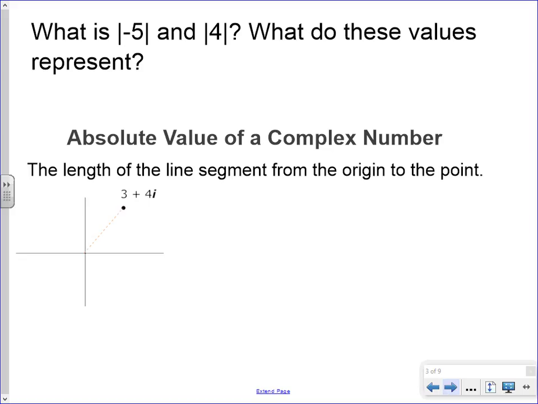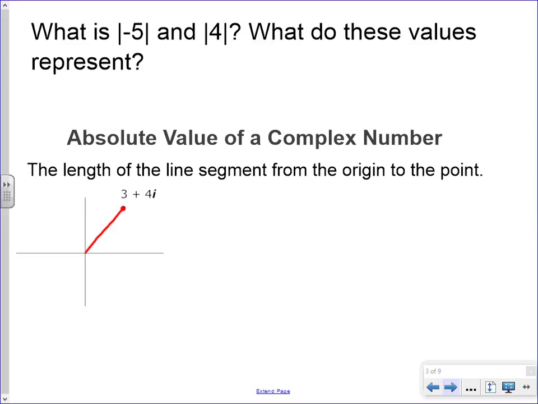Okay. So here I have a complex number plotted, 3 plus 4i, right? And highlighted, I have what I would consider the distance from 0, right? Here's where we're going to see some familiar ideas. How are we going to find that distance? Say it. The Pythagorean theorem.